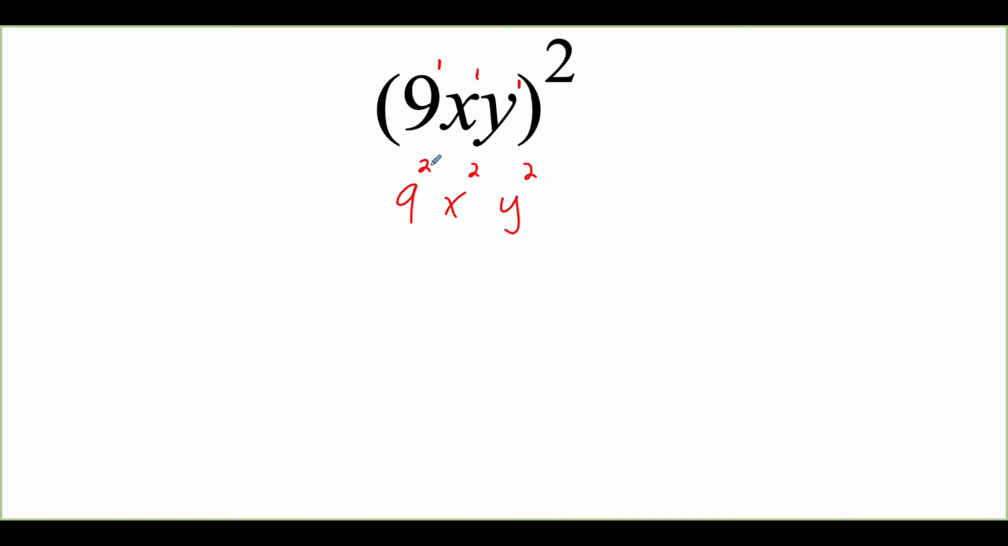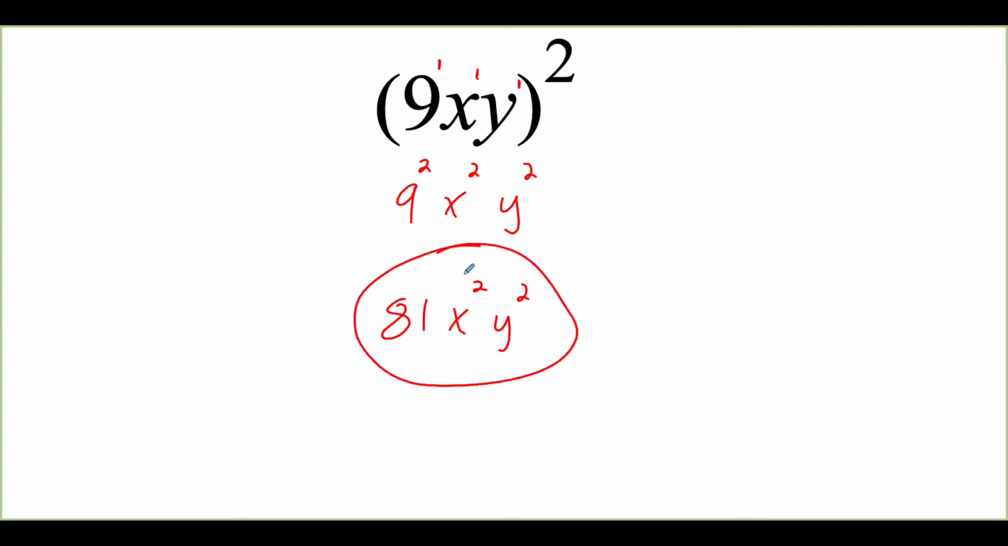Now this is a case where we could figure out what 9 squared is in our calculator, or maybe we just know that. This is going to be a nice small number, so it's going to be easy for us to evaluate. So 9 squared is just 81, and then we have our x squared and our y squared. So here's a case where we have a nice small number to work with, so I would consider evaluating that using my calculator.